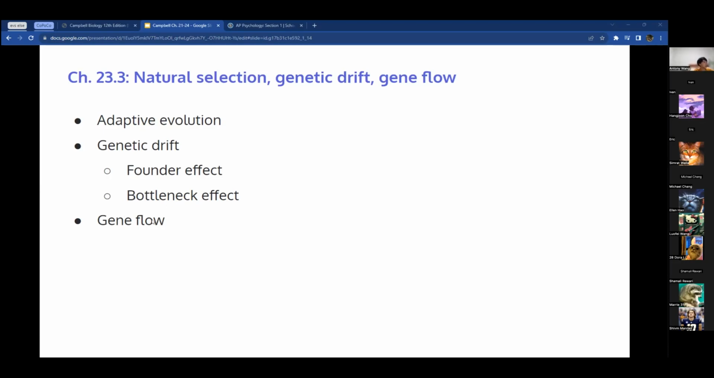Gene flow is, okay, maybe I should have defined population. A population is a group of animals within one species that can readily interbreed with each other. But sometimes these animals will emigrate from one population to the other, and when they do, they take their genes from one pool and put them in another. That's called gene flow. Does that make sense? Okay.